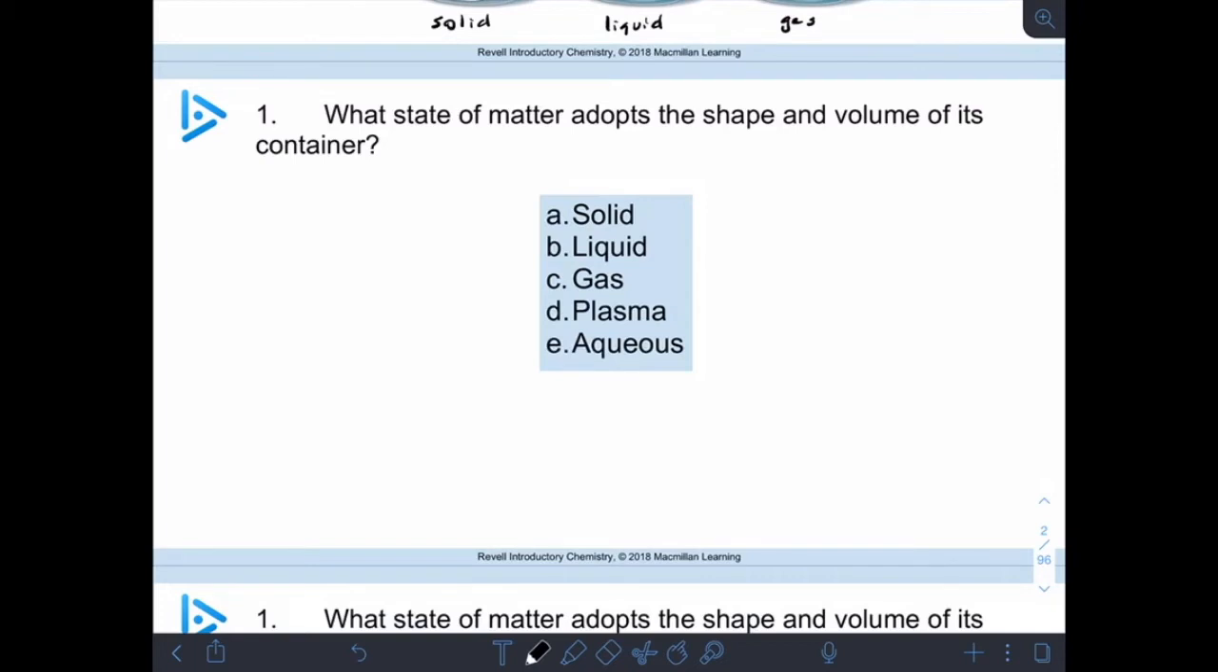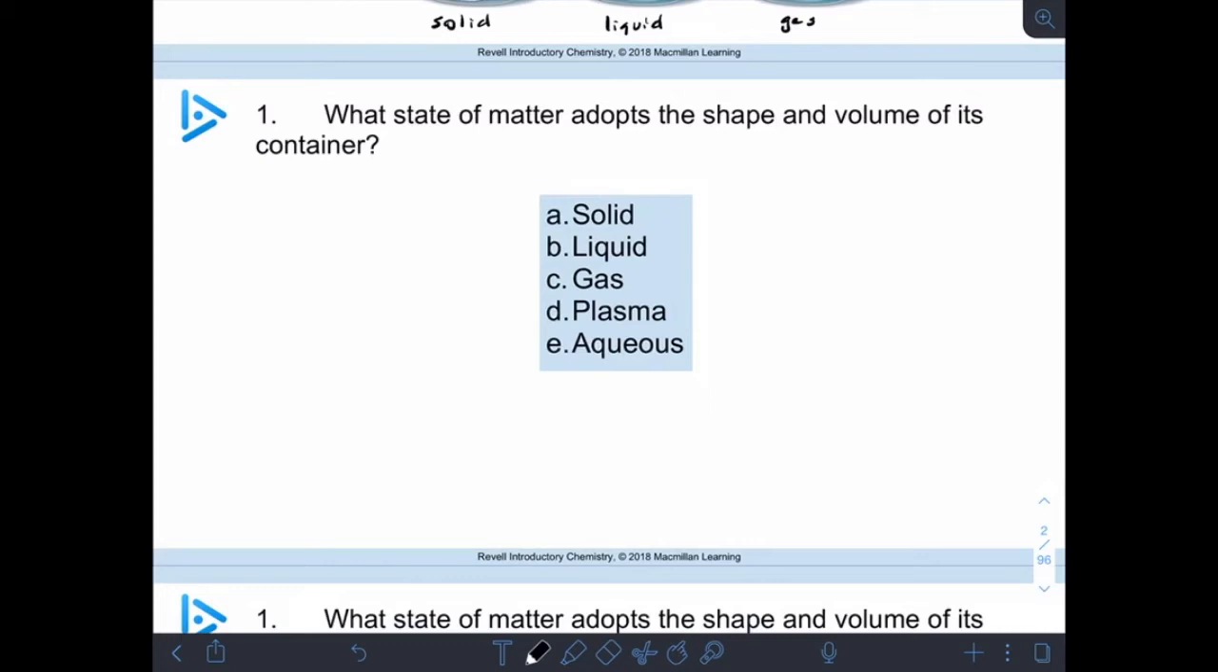Now, solids have a definite shape and a definite volume. Okay, so it's not dictated by the container at all. Liquids have a malleable shape. It can take the shape of its container, but it has a definite volume because all the molecules are still touching. Gases, the molecules are not touching anymore, so it will assume the shape and volume of its container.